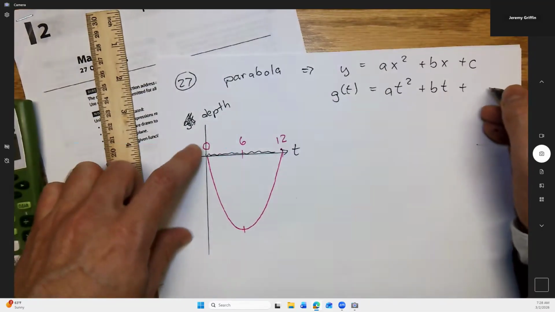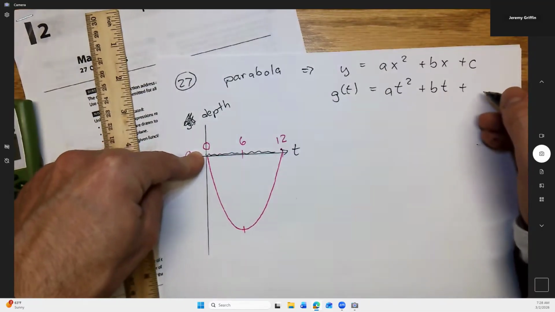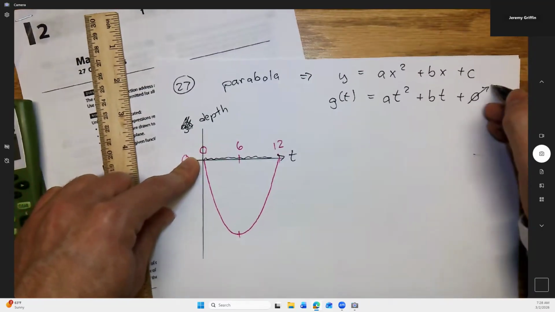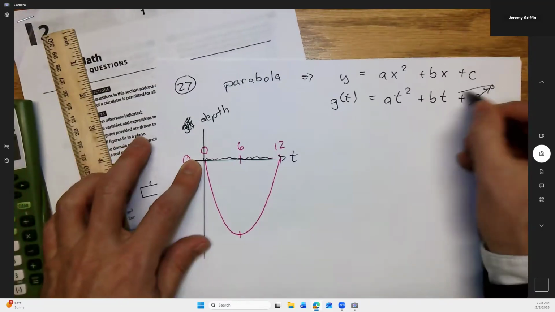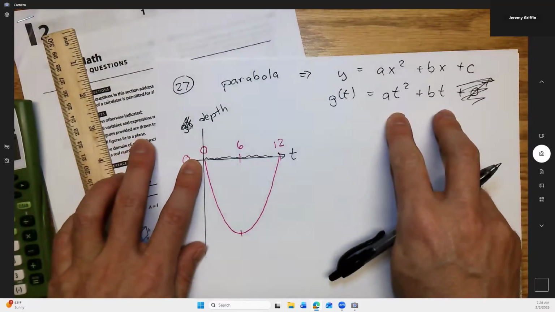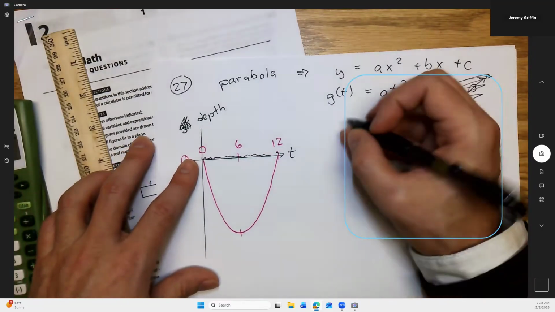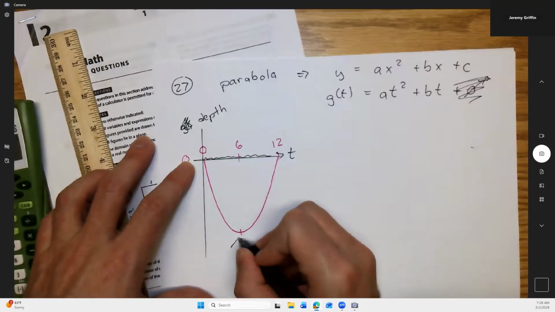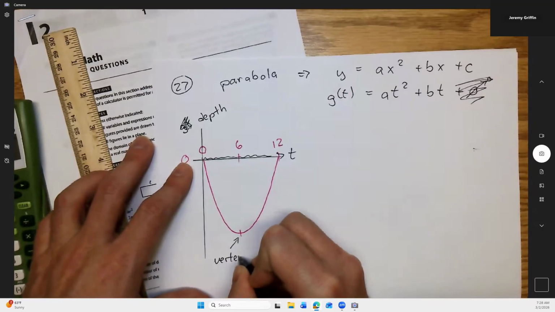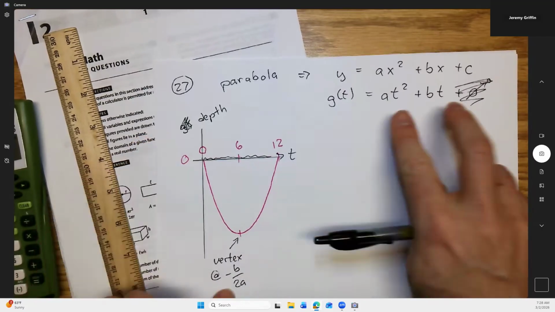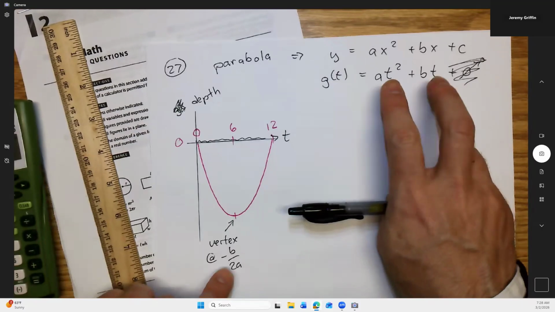But look at this. At time 0, it's at depth 0, so the c just goes away. We're going to eliminate that, and now we have a much simpler equation. Remember, for a parabola the vertex is at negative b over 2a. The conundrum here is we don't know what a and b are.